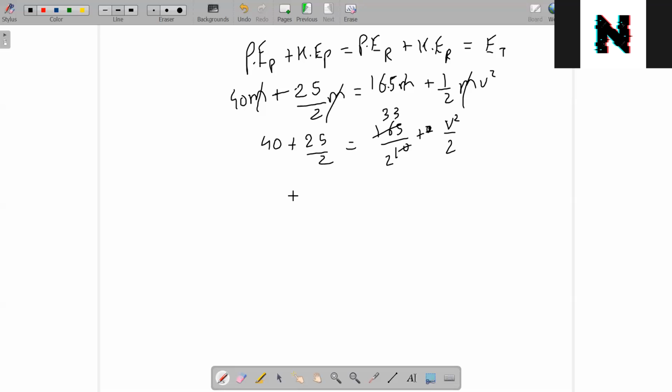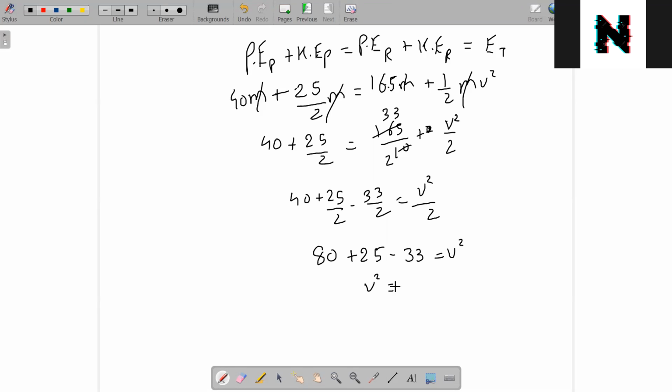40 plus 25 by 2 minus 33 by 2 gives v square by 2. So if we multiply the whole equation by 2, we get 80 plus 25 minus 33 equal to v square. V square will be how much? 72. So that means it is 72, which is 9 into 8, so that becomes 6 root 2, correct.